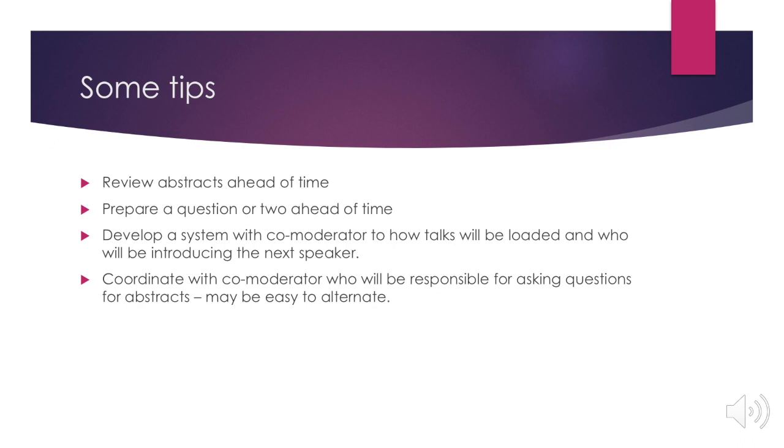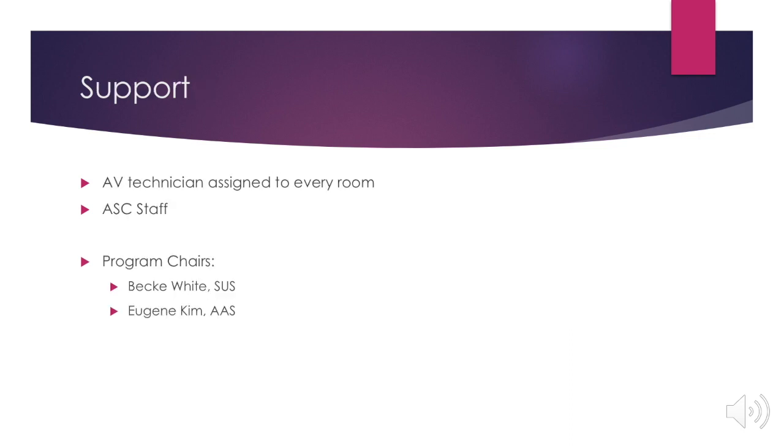Some general tips. Try to review the abstracts ahead of time. Prepare a question or 2 based on the abstracts that you've been assigned. Develop a system with your co-moderator for how the talks will be loaded and who will be introducing the next speaker. Usually you may alternate between these roles. You want to coordinate with your co-moderator who will be responsible for which abstract and who's going to be asking the questions for a particular abstract. And again, it may be easy just to alternate.